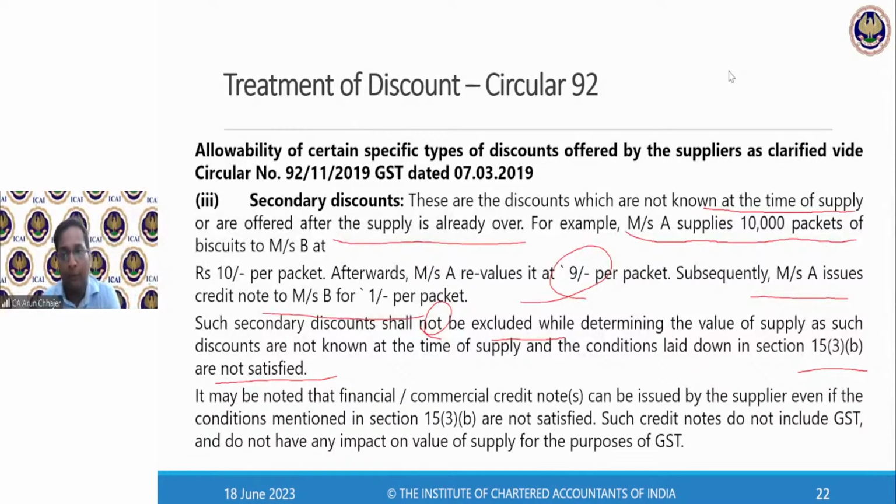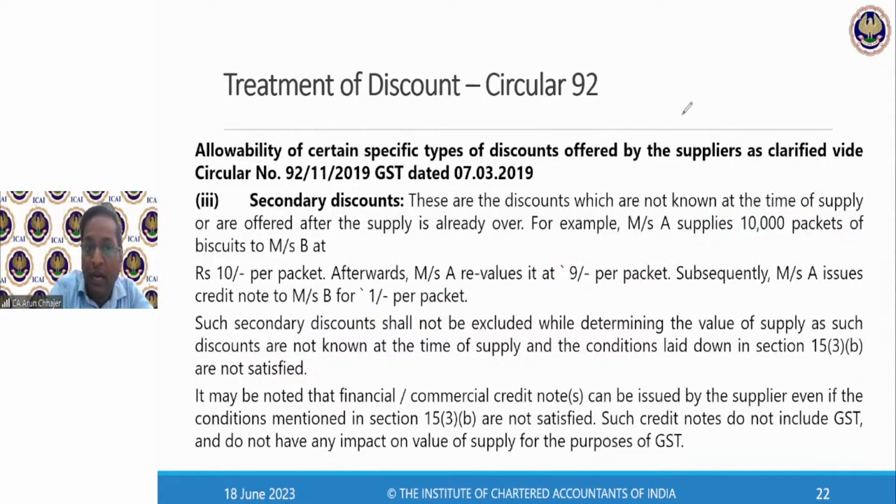Meaning thereby, suppose there is no agreement, or it is not linked to the relevant invoices, or the recipient is not reversing the ITC. These 3 conditions are cumulative conditions. All 3 conditions have to be satisfied. In that case, the discounts are not to be excluded while determining the value. And if it is not being excluded for determining the value, then it is called a financial credit note or commercial credit note.